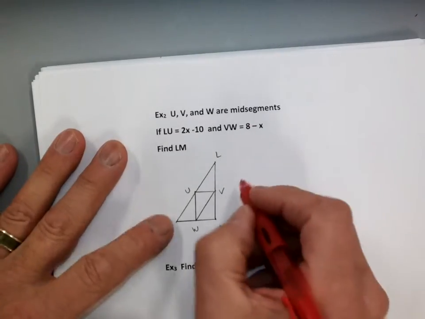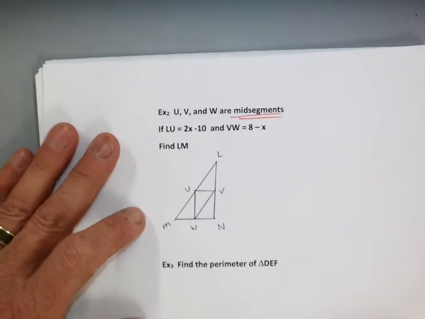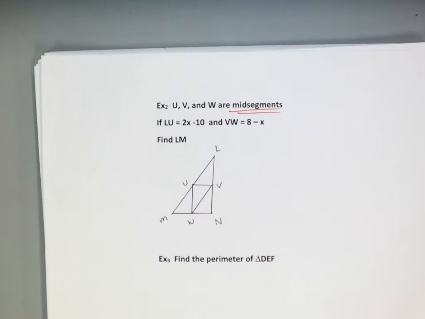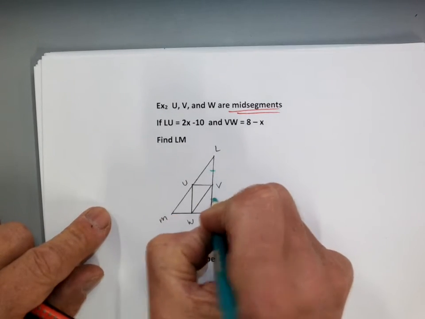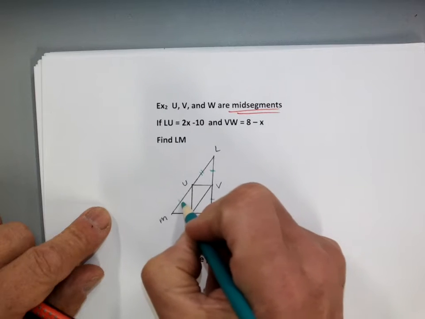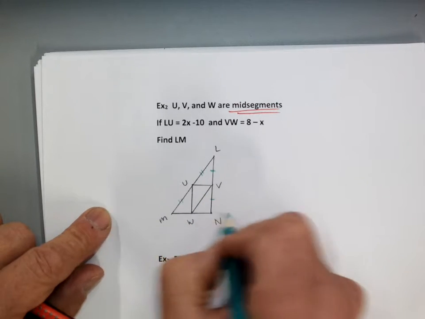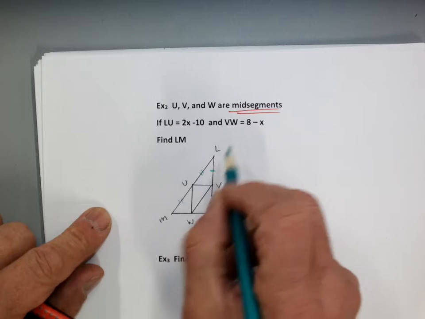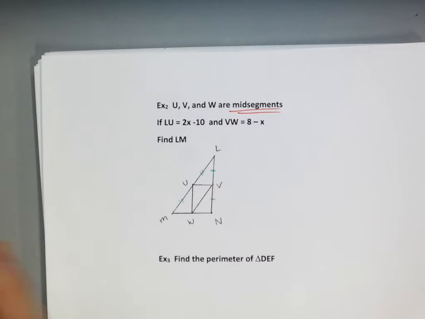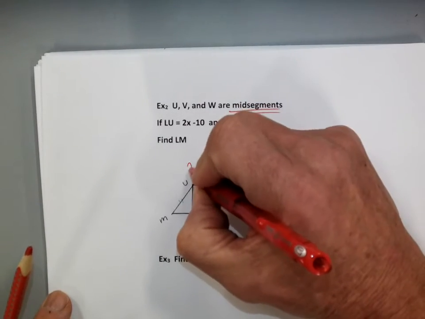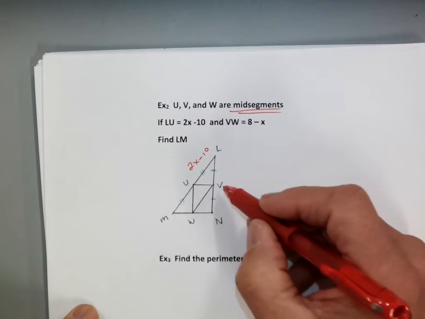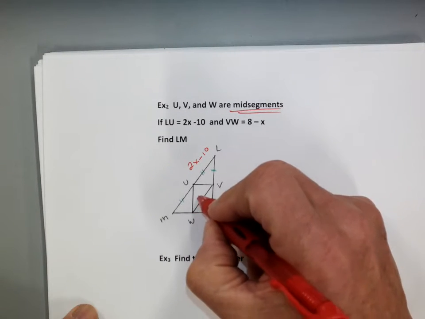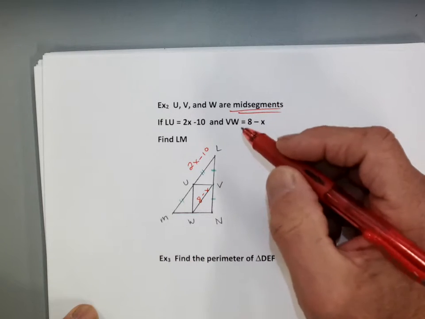These are mid-segments, so I know this is what I know. I know that this side is equal to this side. This side is equal to this side, right? And believe it or not, this whole side here is half of that. So let's see. LU is 2x minus 10. And VW is right here, is 8 minus x. Find LM.